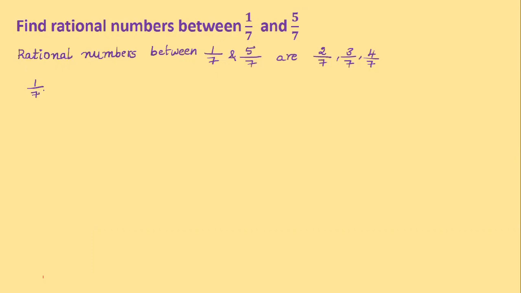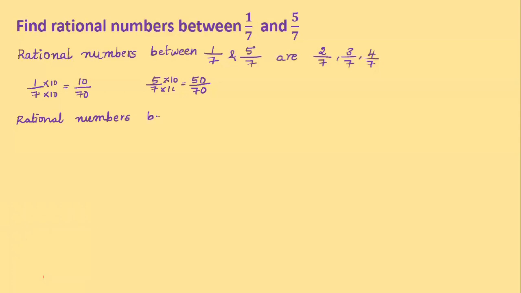Look at the numerator. Write numbers between 1 and 5. Then denominators are same. Now you know about equivalent fractions. So 1 by 7, if I multiply both numerator and denominator by 10, that becomes 10 by 70. If I multiply both numerator and denominator of the second rational number by 10, it becomes 50 by 70. So 10 by 70 is also equal to 1 by 7. 50 by 70 is also equal to 5 by 7.